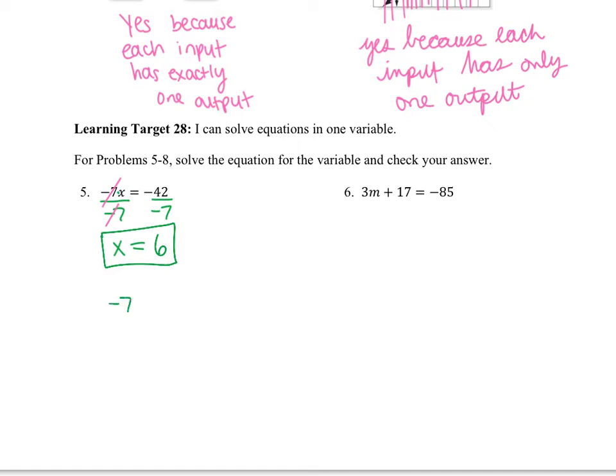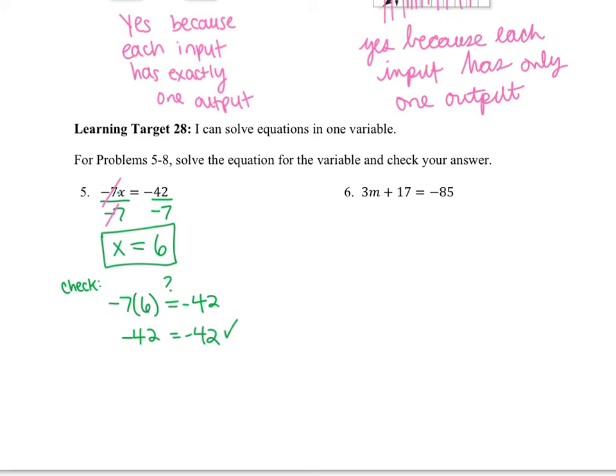We do want to check it to make sure that we are correct. And remember, a lot of times these simpler one-step ones seem silly to check, but we're going to check them anyway. So we want to make sure this is true, and you would need to use a calculator just to make sure you're not making mistakes with negatives. So negative 7 times 6 is negative 42, and that's equal to negative 42, so that checks out.